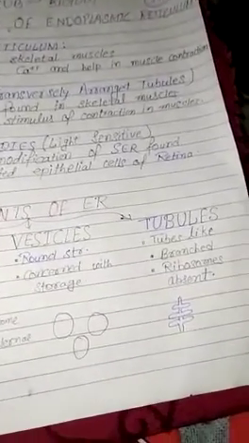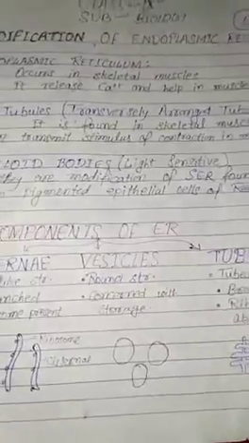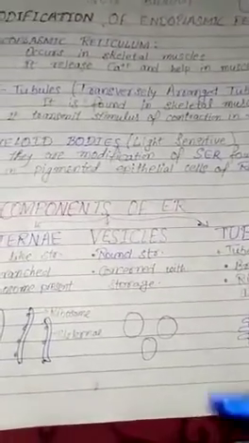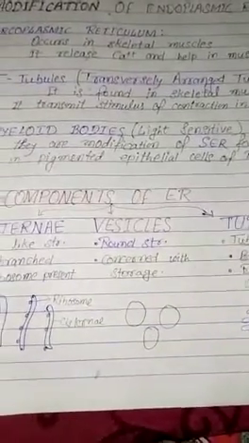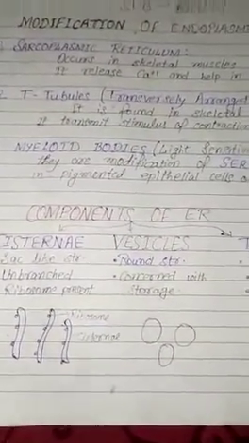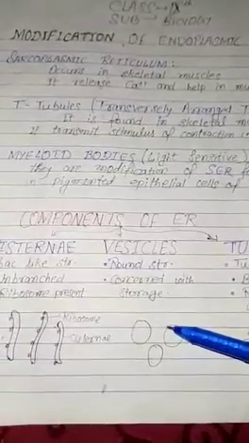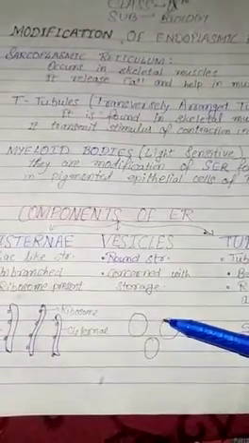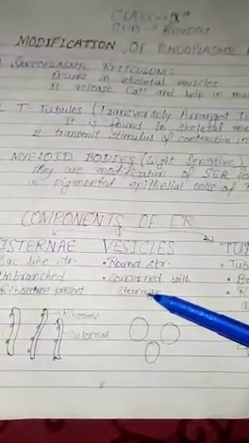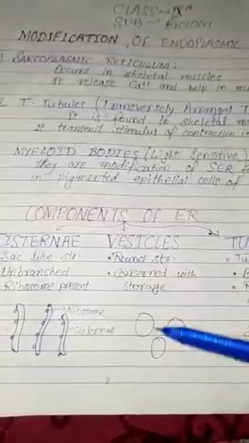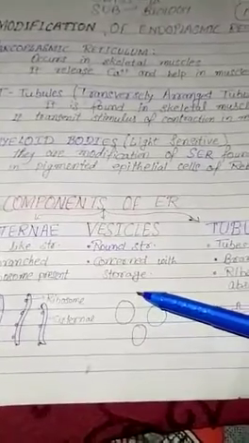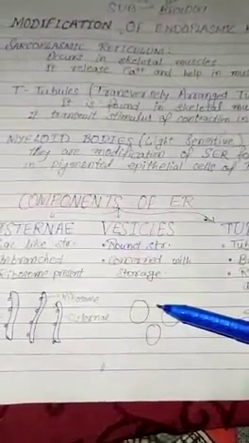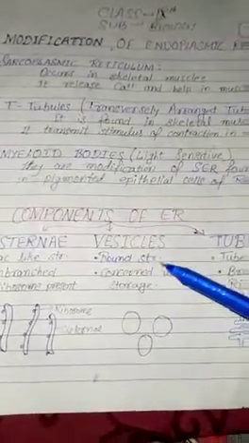The second component is vesicles. So look at the figure of vesicles. It is a rounded structure and its function is to store. Vesicles store the materials formed inside the cytoplasm.